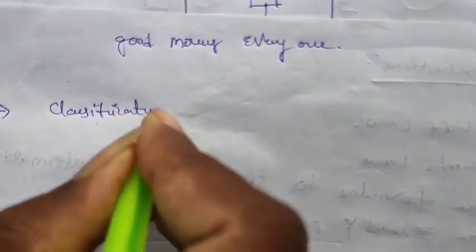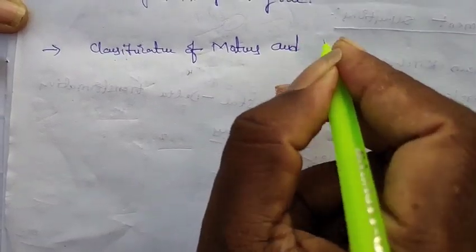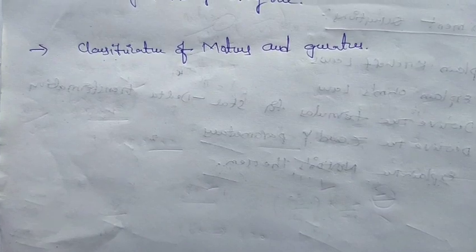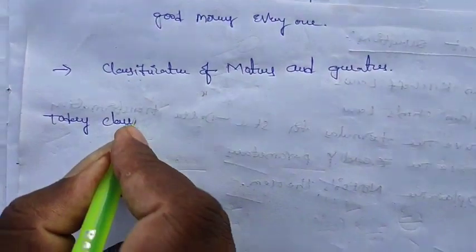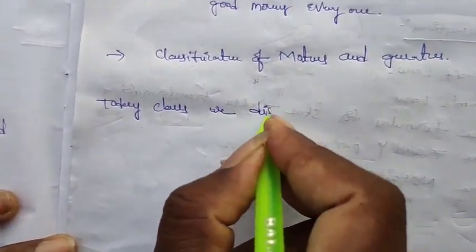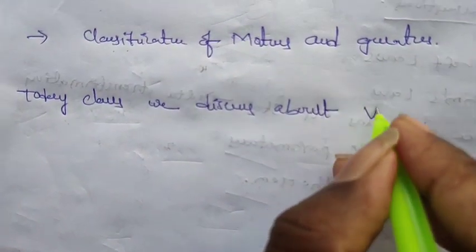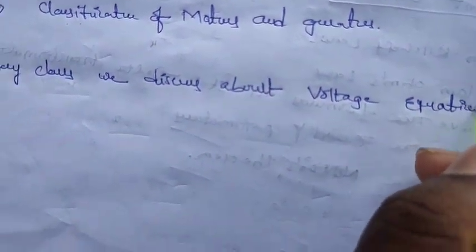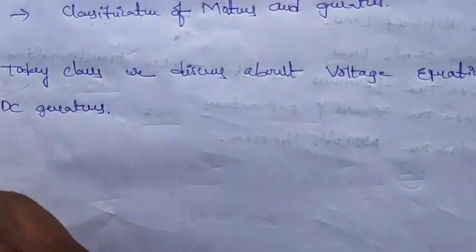Last class we discussed the classification of motors and generators. Today in class we discuss the voltage equations of DC generators. Voltage equation of DC generators.